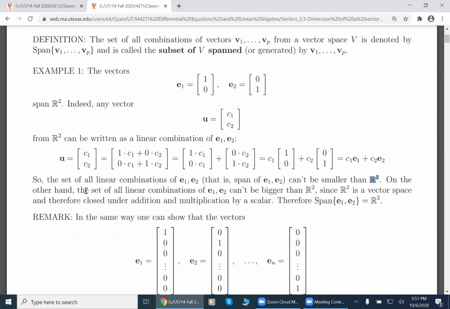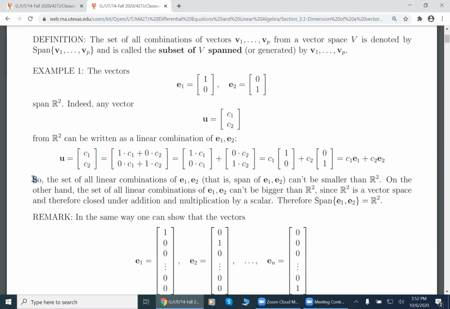On the other hand, the set of all combinations of E1, E2 can't be bigger than R2 because R2 is a vector space and therefore it is closed under addition and multiplication by a scalar. Means no matter what we do with E1 and E2, since this is from R2 and this is from R2, this is from R2. No matter what we do with E1 and E2, the result is from R2. So the span of E1, E2 can't be smaller, it can't be bigger, therefore span is equal to R2.